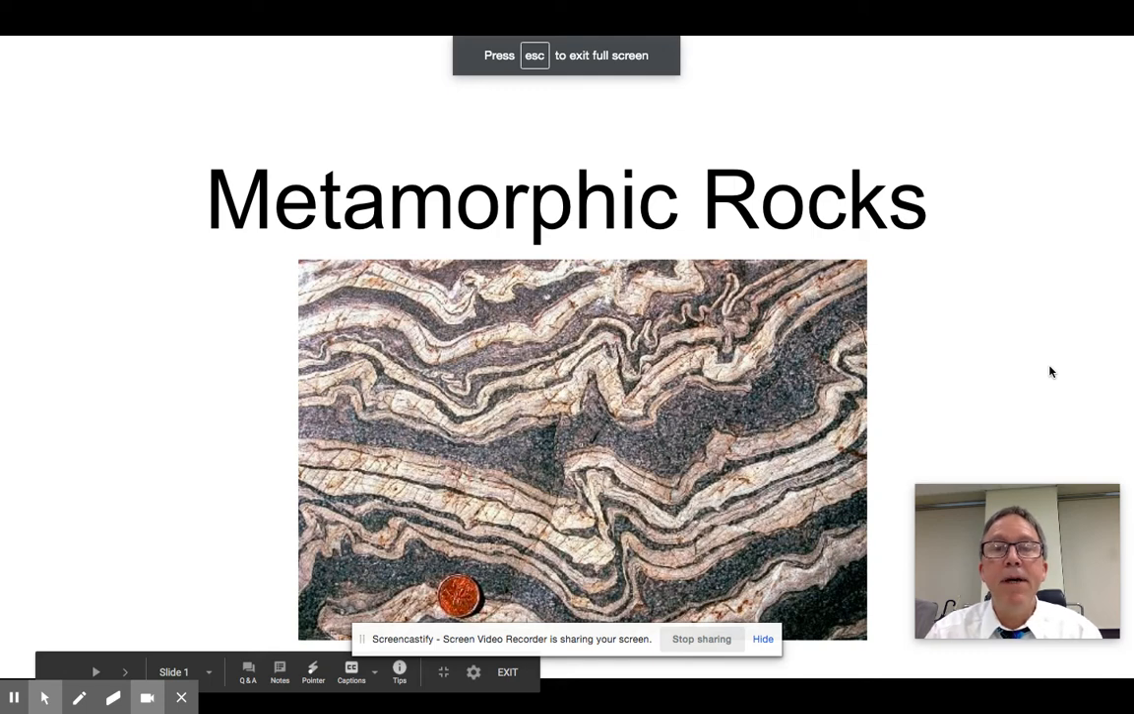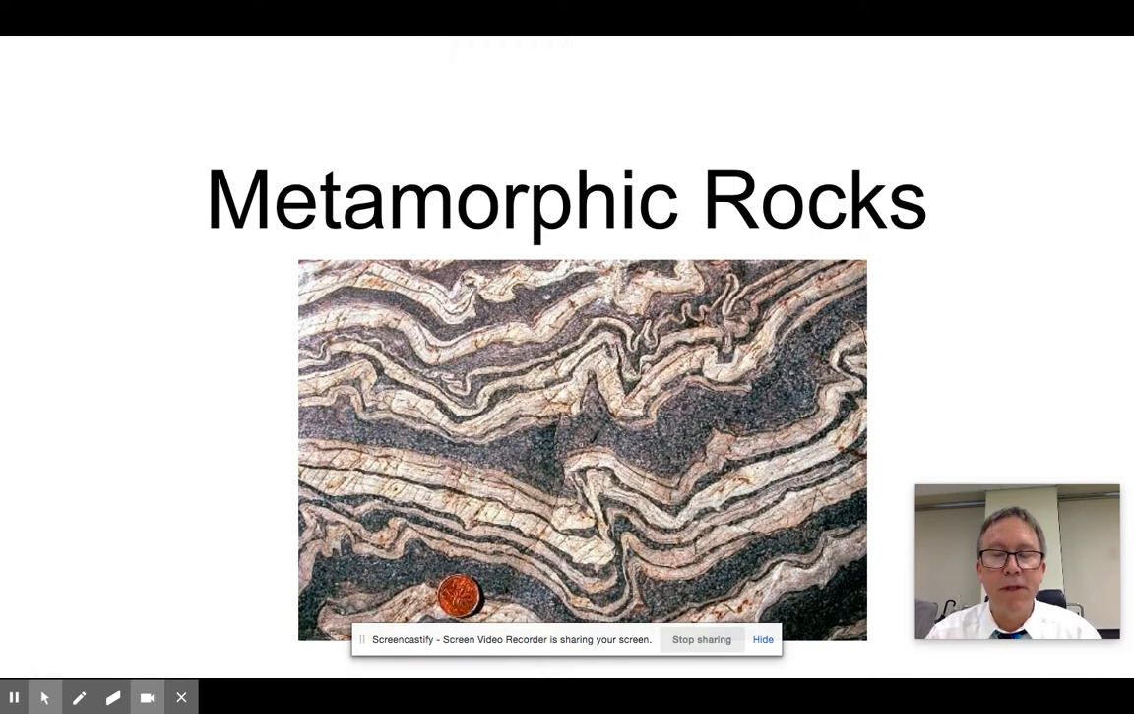All right, let's talk about metamorphic rocks. So the root word for metamorphic is the same as metamorphosis. Just the way a caterpillar undergoes metamorphosis and turns into a butterfly, rocks can undergo a change and metamorphosize and change into a different kind of rock.